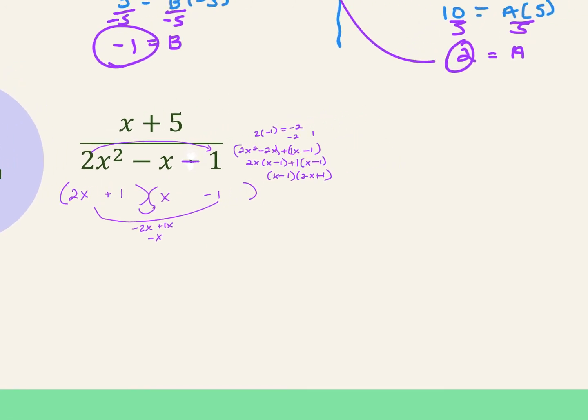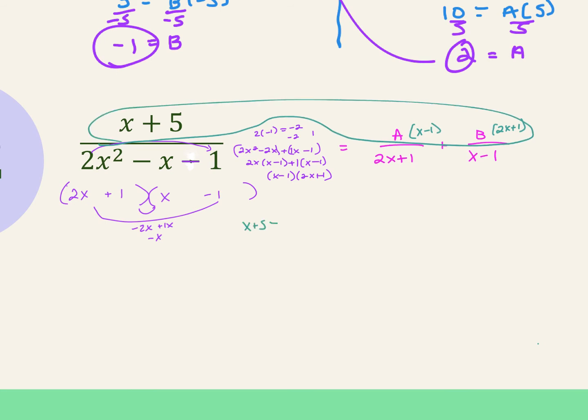So now I'm going to set these equal to A over 2x plus 1 and B over x minus 1. Multiply by the other denominator from whatever's missing. So this is going to get the x minus 1 and the B is going to get the 2x plus 1. And then I'm looking at just the numerators. x plus 5 equals A times x minus 1, plus B times 2x plus 1. I want to cancel them out one at a time. So I would need x to be a positive 1 and x to be a negative 1/2.